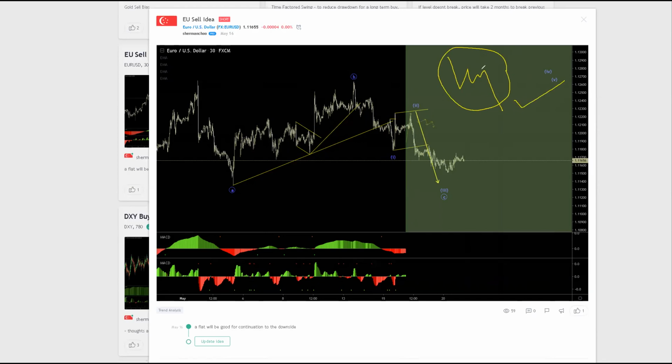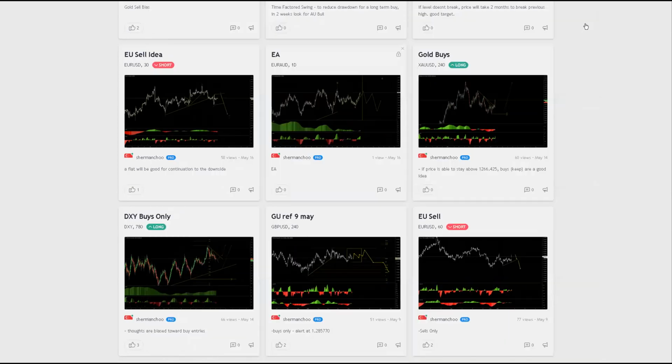So knowing how to be more versatile with this idea, knowing how to play around with this, is an important thing, right? And that requires a lot of chart time, basically. You need to spend more time on the charts.